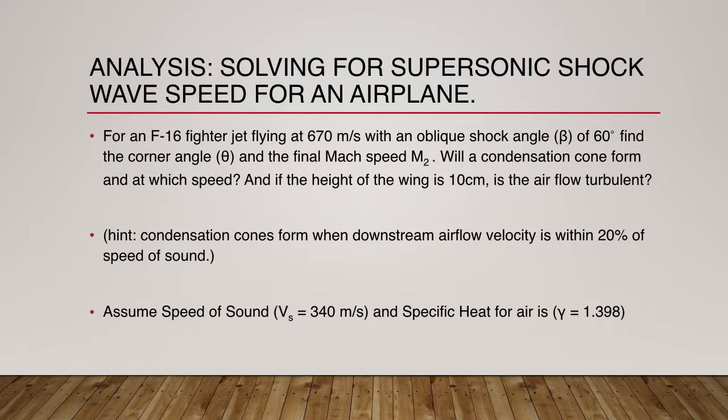For an F-16 fighter jet flying at 670 meters per second with an oblique shock angle of 60 degrees, find the corner angle and the final Mach speed M2. Will a condensation cone form, and at which speed? And if the height of the wing is 10 centimeters, is the airflow turbulent? Condensation cones form when the downstream airflow velocity, also known as the downstream Mach speed, is within 20% of the speed of sound. Assume the speed of sound is 340 meters per second and the specific heat ratio for air is 1.398.